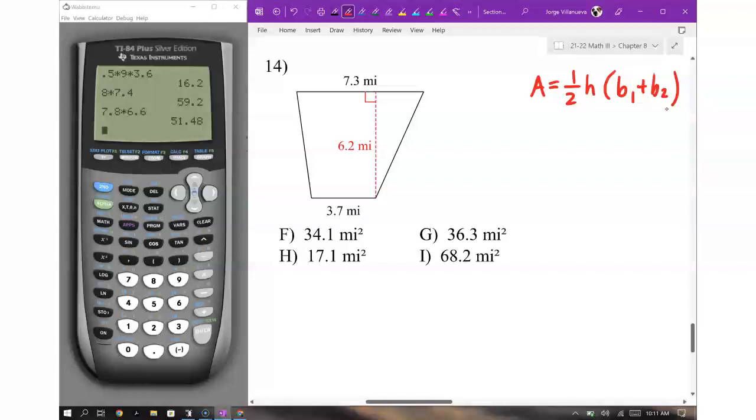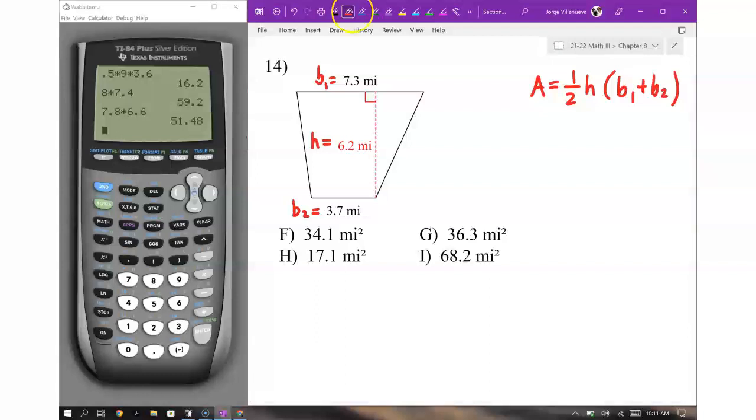So, what is my height? 6.2. What is base 1? It really doesn't matter, but which one would you call base 1? All right, so we'll go up here. So that means that the other one should be base sub 2. It doesn't matter which one you call base 1 and base 2. They're both going to be put together and added together. So it doesn't matter if you use the top one or the bottom one. Who cares? Just make sure you use both.